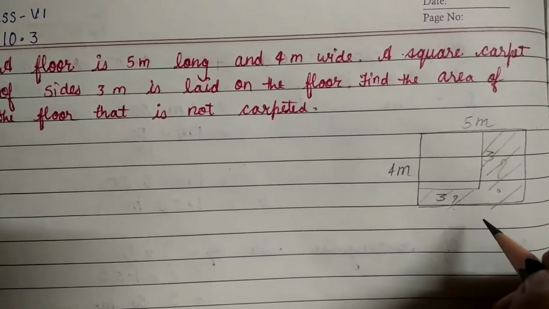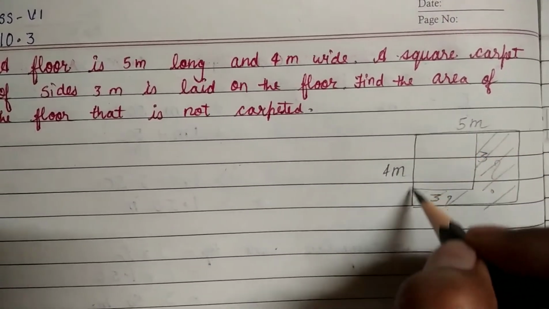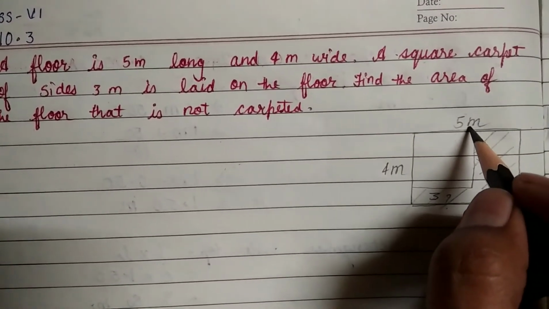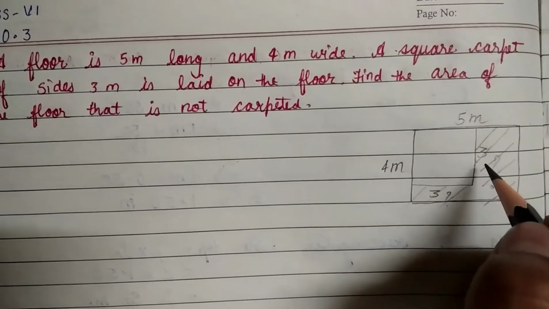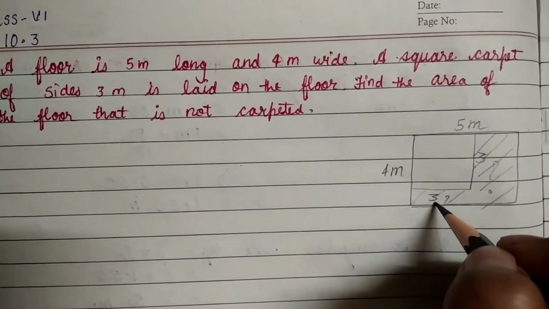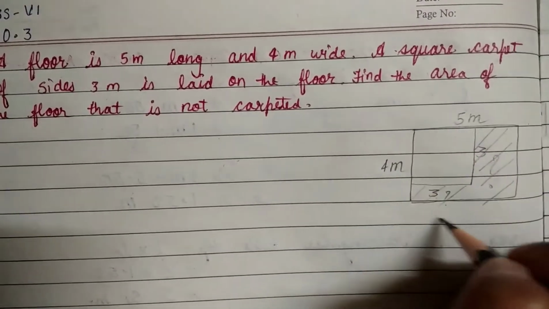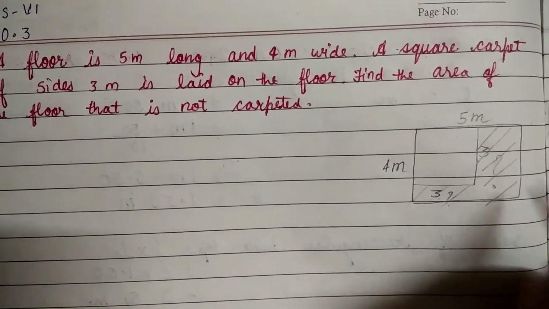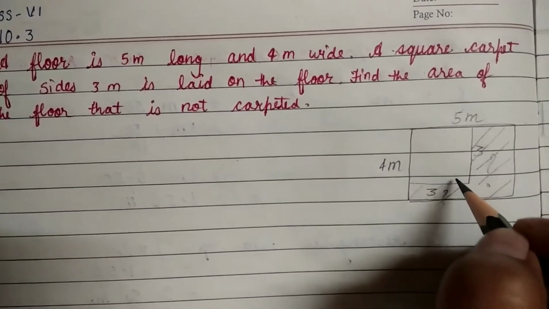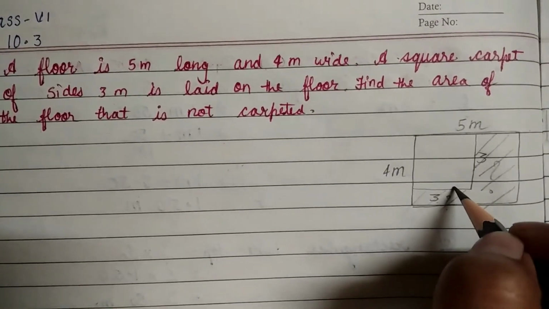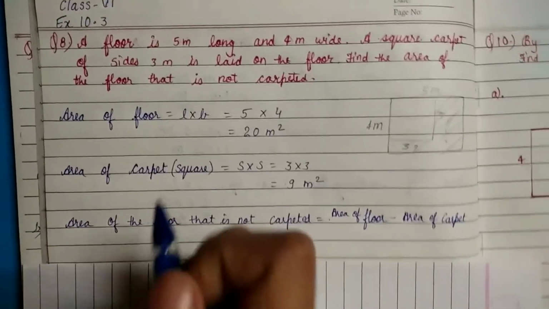So what we will do, simply, firstly we will take out the area of the floor and then we will take out the area of the carpet. Total floor area will subtract the area of carpet. Let's begin. So here we have the solution.